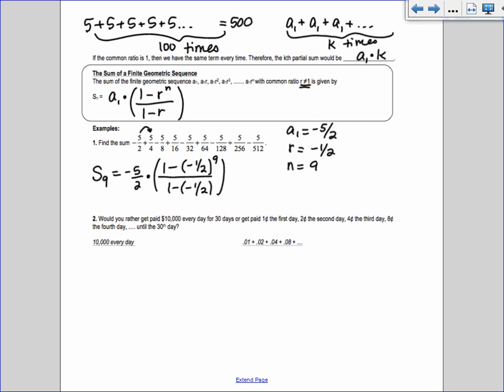So typically when I put this into my calculator, what I do is I put in the bottom first, just so I can know what that is, so I can divide it out later. So I have 1 minus a negative 1/2 is 1.5, or 3/2. Then I put in the top second, and then at the end I multiply by this. So I'm going to do 1 minus parentheses negative 1/2 raised to the 9. Right now I have 1.001953125. That's what it says on my calculator. That's just the numerator.